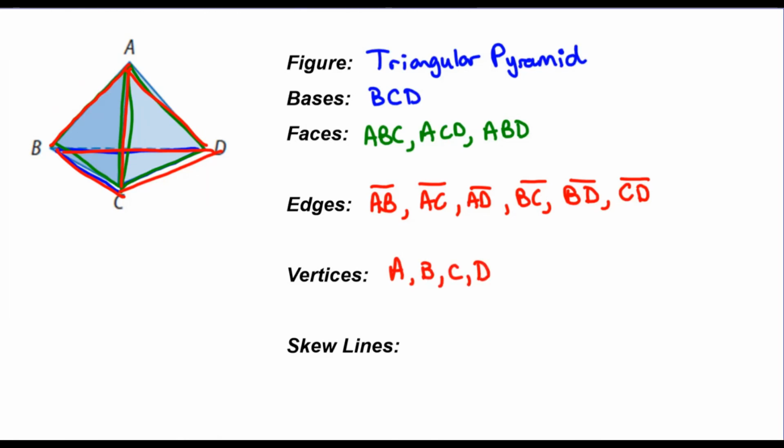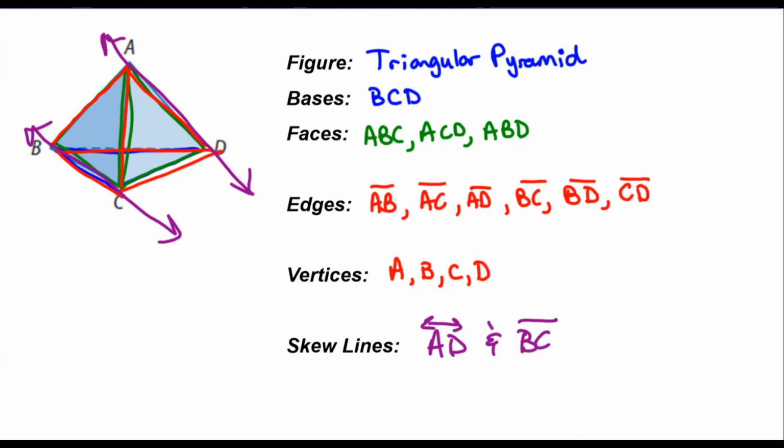And then naming a pair of skew lines, we could think of in space AD and BC would be skew lines. So if you visualize that pyramid in three-dimensional space, those two, if you extend them, would never meet. So AD and BC would be a pair of skew lines on that solid.